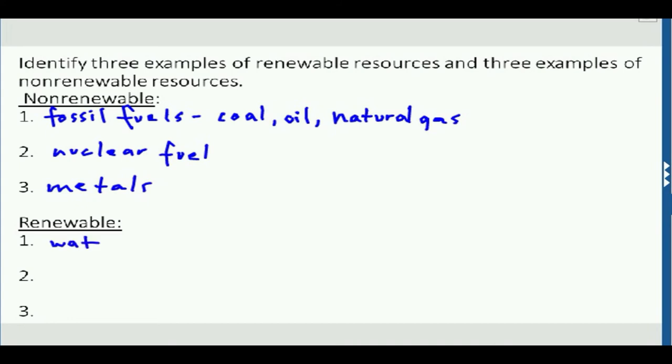Renewable could be water, wind, solar. Now, these are energy sources. We could also have trees, geothermal energy, any of that kind of stuff. Anything that you could get more of.